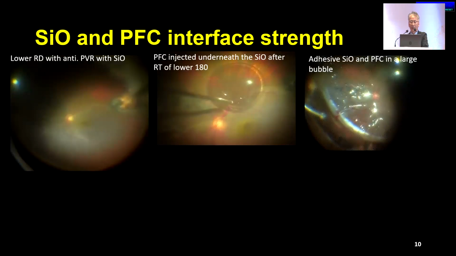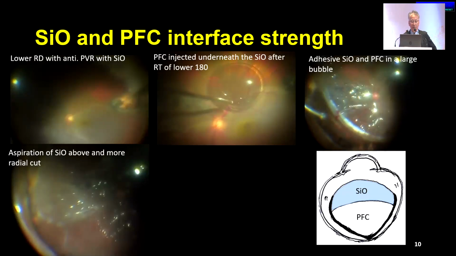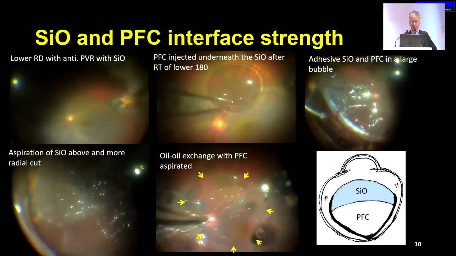And it happened that the adhesive silicone oil and the perfluorocarbon became a large bubble, and because of the buoyancy of the silicone oil, this big bubble floated up, and it pulled the retina detached from the posterior. So then I had to aspirate the silicone oil to decrease the buoyancy, and I made more radial cuts for this patient, and finally I flattened the retina, and then I did the oil exchange, the perfluorocarbon and silicone oil exchange, to flatten down the retina.